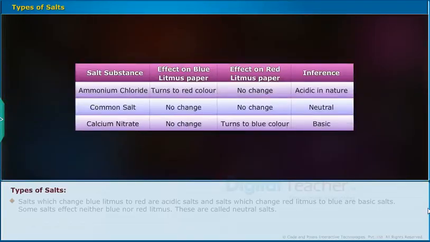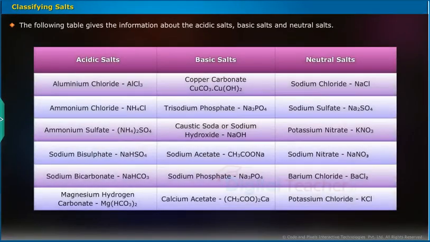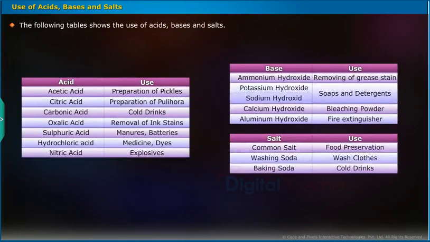Types of salts. Salts which change blue litmus to red are acidic salts, and salts which change red litmus to blue are basic salts. Some salts affect neither blue nor red litmus. These are called neutral salts. The following table gives the information about the acidic salts, basic salts, and neutral salts. The following table shows the uses of acids, bases, and salts.